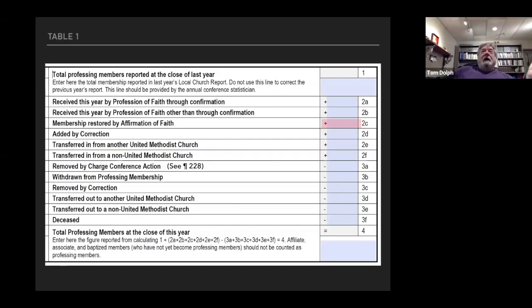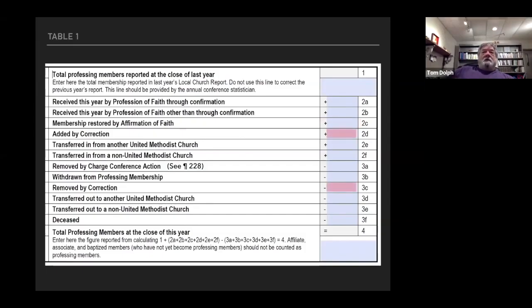They can simply say, I want to be a member again. You make them a member again, and that's the number that goes on this line. The important piece is from no membership anywhere to being restored to membership in your church. If they left for a while and joined another church and then want to come back to you, treat that as a transfer, either from another United Methodist church or from a non-United Methodist church.